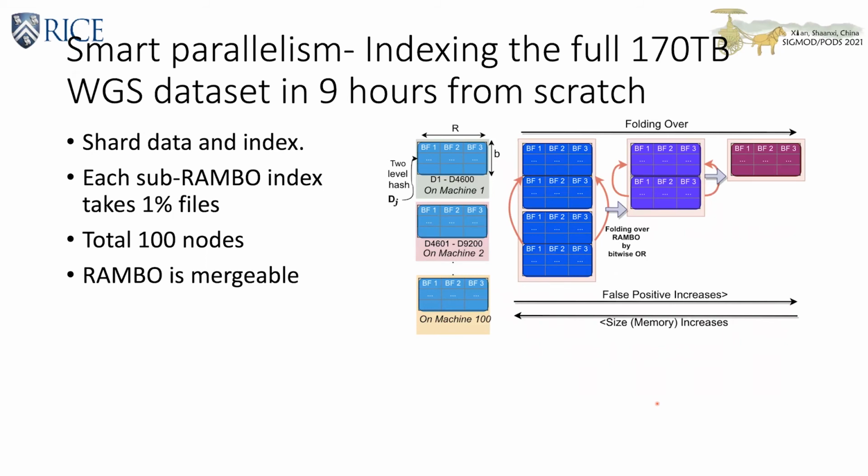Now we did the experiment on approximately half a million files, which is 170 terabytes of data. For this, we created 100 small and mergeable indexes on 100 separate machines. Each of these sub-indexes carries 1% of the load.